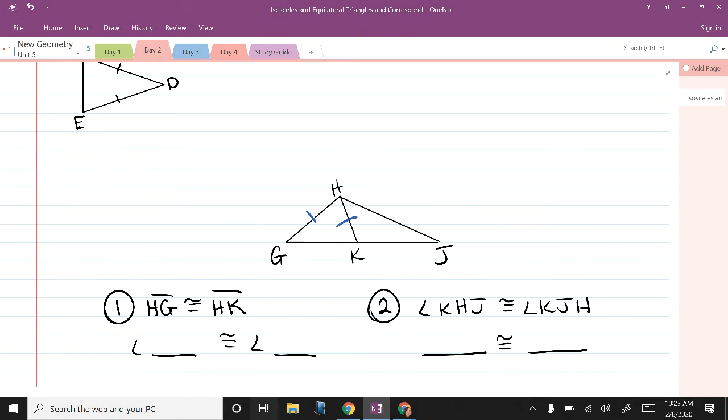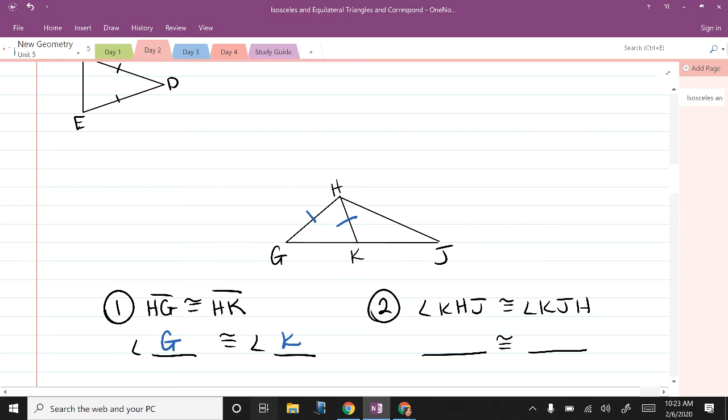Y'all agree? Right? So I need to show what angle is congruent to each other. So ignore this other triangle. You don't need it. You just need this triangle to the left. What angles are now congruent to each other? Angle G and angle K. Y'all agree? Are we okay with that?